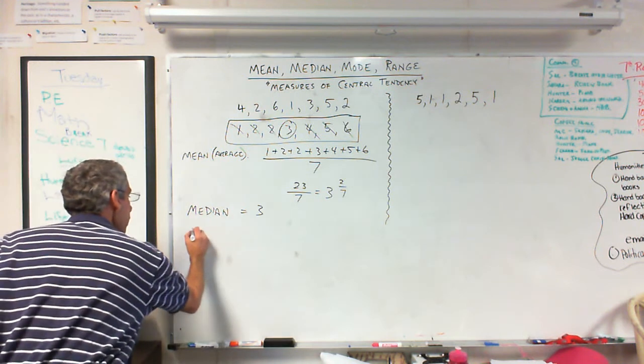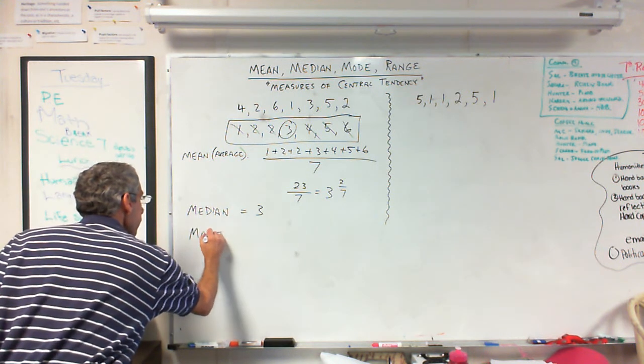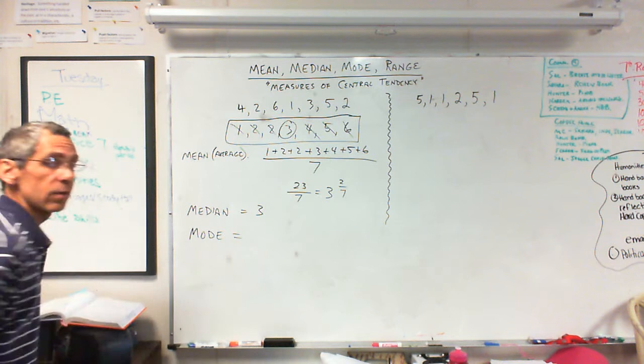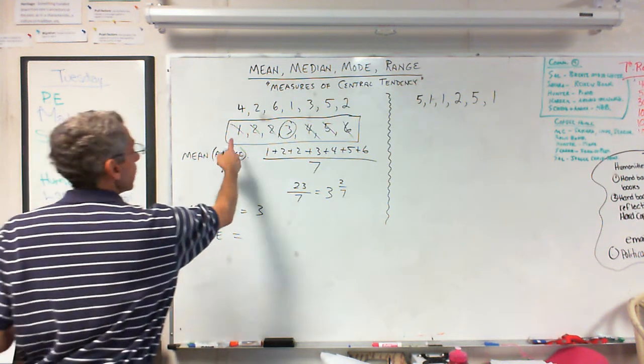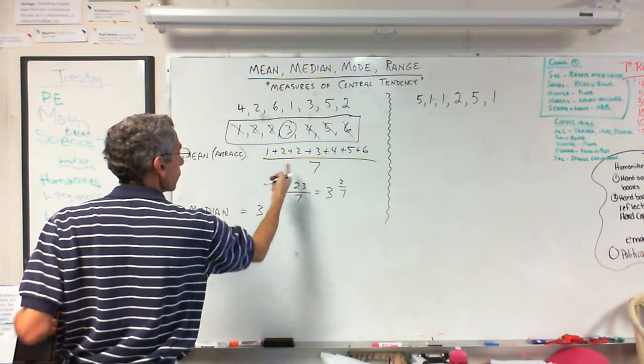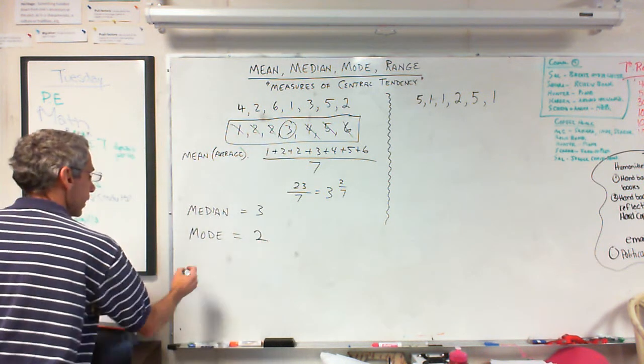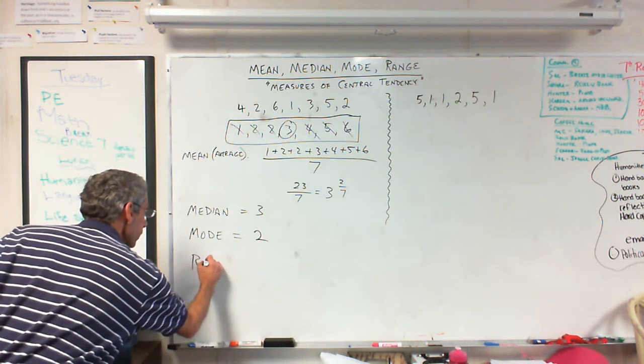Now, what about mode? It's 2. Mode is the thing that is repeated the most, occurring the most, right? So it would be 2. There's a 2 and a 2, right? So the mode is 2, and the last thing is range.